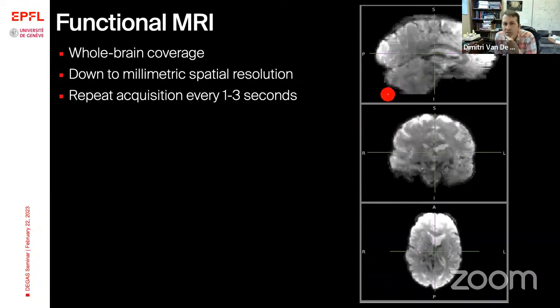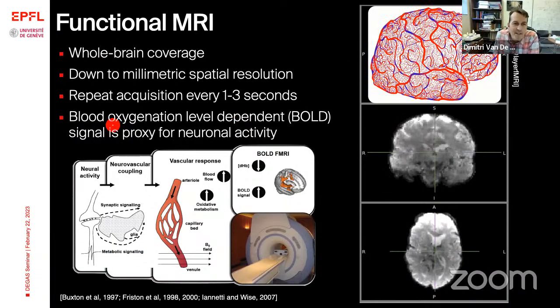Now, the point is that here you want to go fast. So we will do one volume about every 1 to 3 seconds. And we actually are interested in how the signal at every spatial location is changing over time. And the reason that we are interested in that is because these fMRI values, they reflect the blood oxygenation level dependent signal, or shortly known as BOLD.